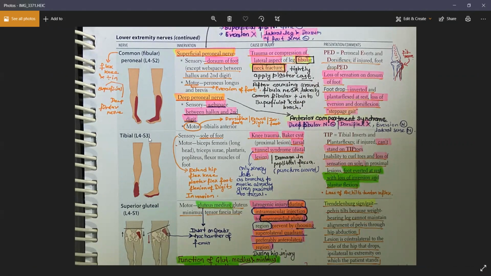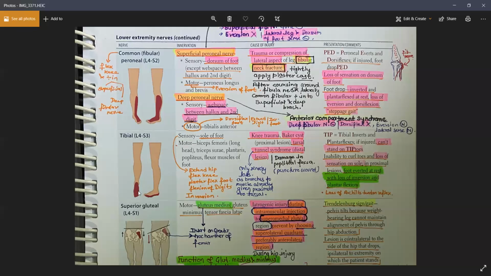Then you have the tibial nerve, which is again a branch of my sciatic nerve, and it runs posteriorly. It supplies the sensory innervation to the sole of my foot. For the motor, you can remember the plantar flexion and the flexion of my digits. The extension of the digits is done by the deep fibular nerve. The flexion of the digits is done by the tibial nerve. The dorsiflexion is done by the deep fibular nerve. The plantar flexion is done by the tibial nerve, right?